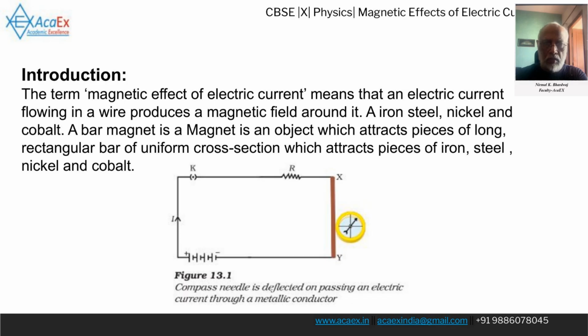Introduction. The term magnetic effect of electric current means that an electric current flowing through a wire creates a magnetic field around it. This can be observed when a compass needle deflects when brought near a metallic conductor with a current passing through it. A magnet is an object that attracts materials like iron, steel, nickel, and cobalt.